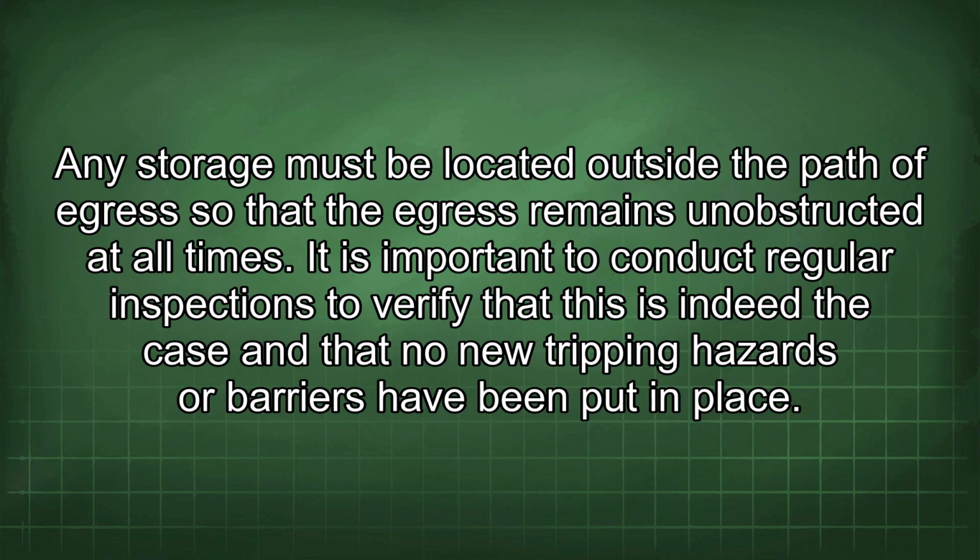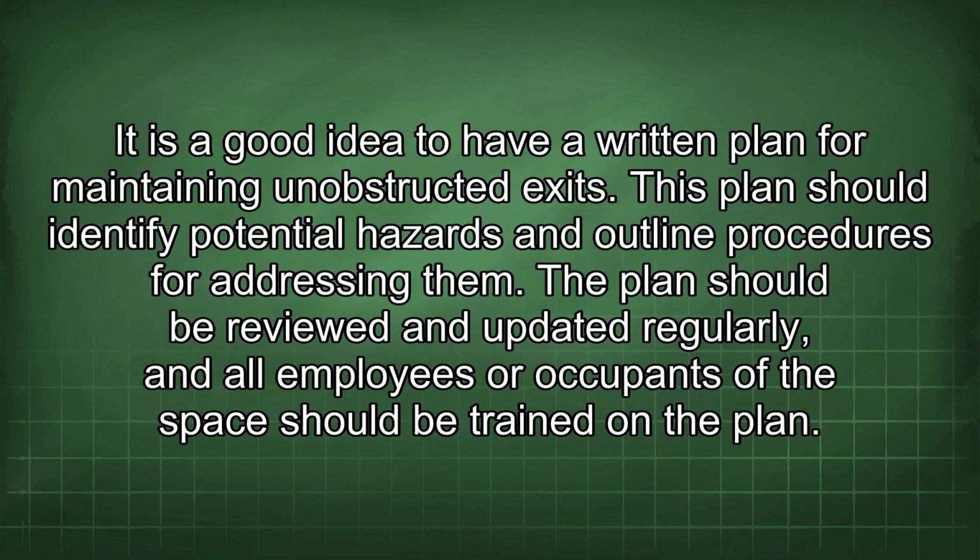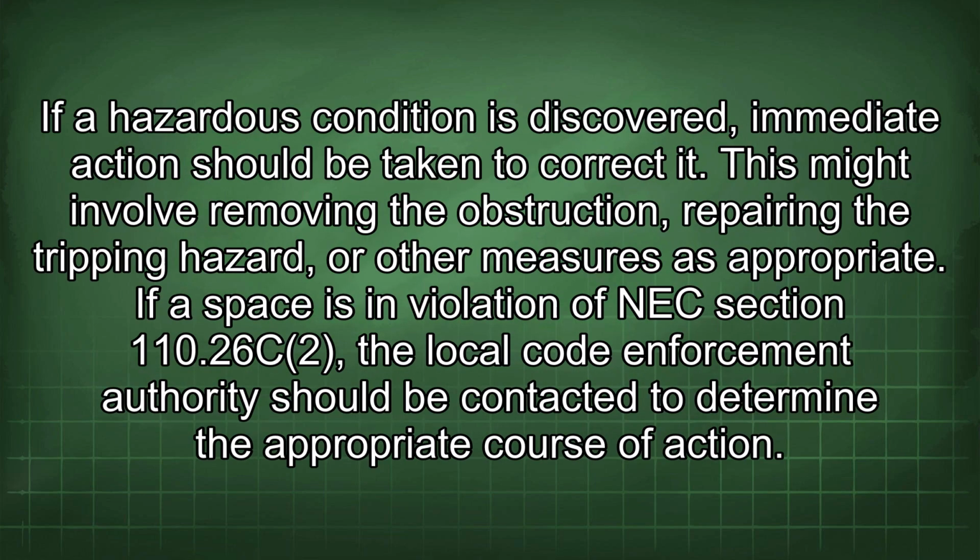It is important to conduct regular inspections to verify that this is indeed the case and that no new tripping hazards or barriers have been put in place. It is a good idea to have a written plan for maintaining unobstructed exits. This plan should identify potential hazards and outline procedures for addressing them. The plan should be reviewed and updated regularly, and all employees or occupants of the space should be trained on the plan. If a hazardous condition is discovered, immediate action should be taken to correct it. This might involve removing the obstruction, repairing the tripping hazard, or other measures as appropriate.